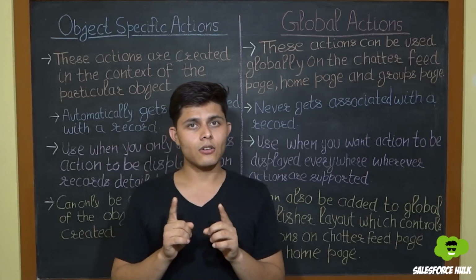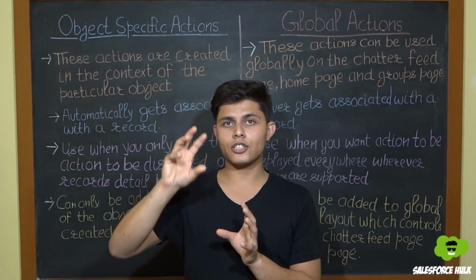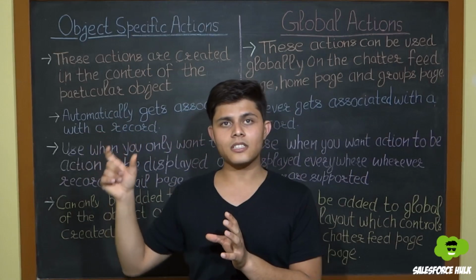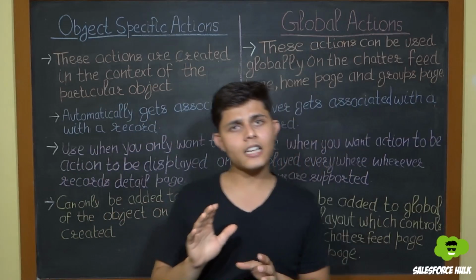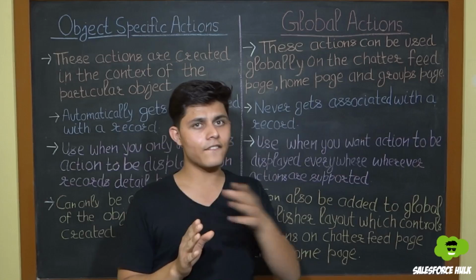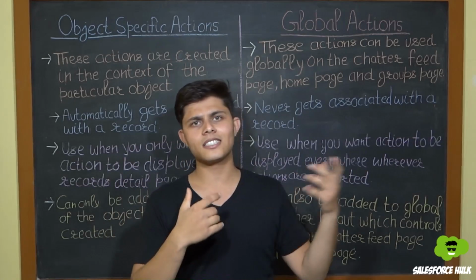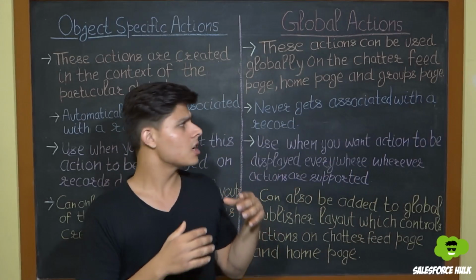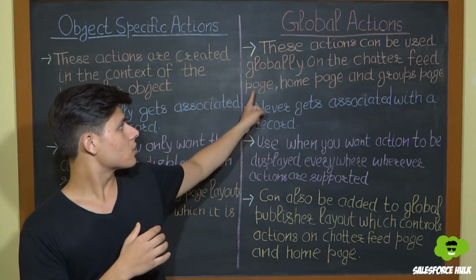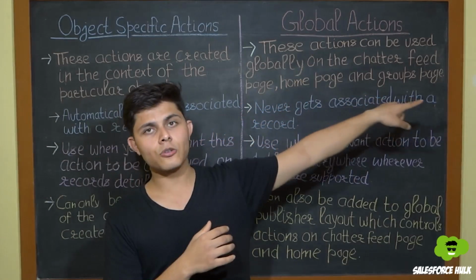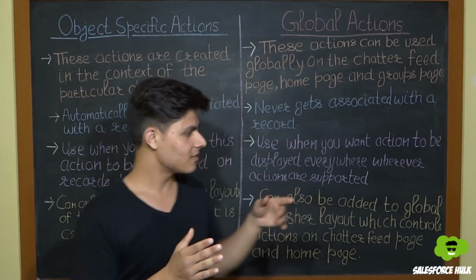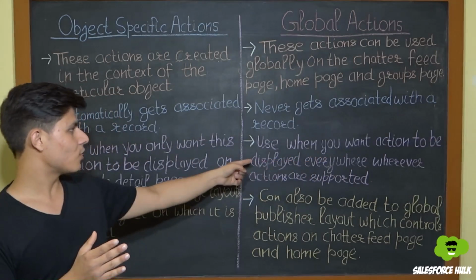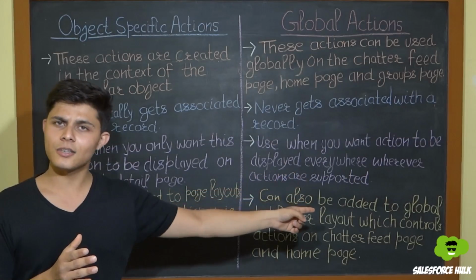You first need to figure it out. If you only want that action to be available on that particular object's record detail page, then create an object specific action. And if you want that action to be displayed everywhere, on different objects' record detail pages, and also on the chatter feed page, home page and groups page, then you need to create a global action. Use it when you want the action to be displayed everywhere where actions are supported.